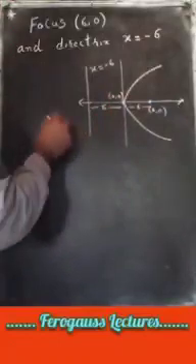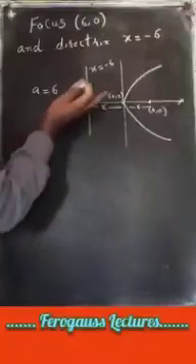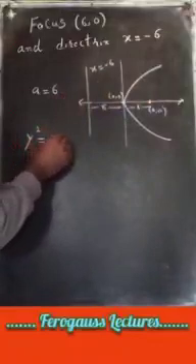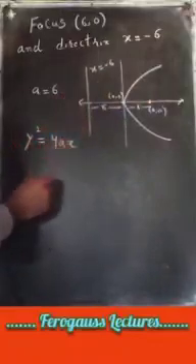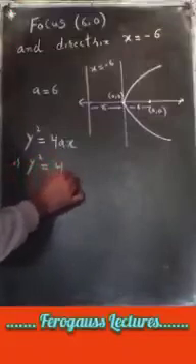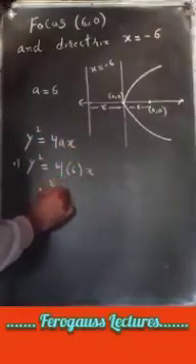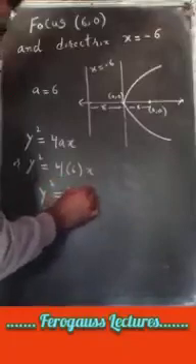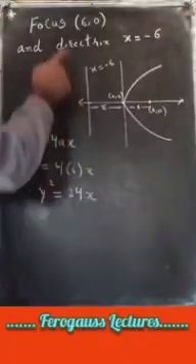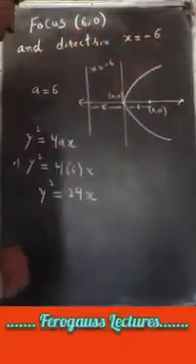Therefore we have a equal to 6, and the equation of this parabola is y square equal to 4ax, or y square equal to 4 times 6 x, or we can write y square is equal to 24x. So this is the equation of the parabola when the focus of the parabola is (6, 0) and the directrix is x equal to minus 6.